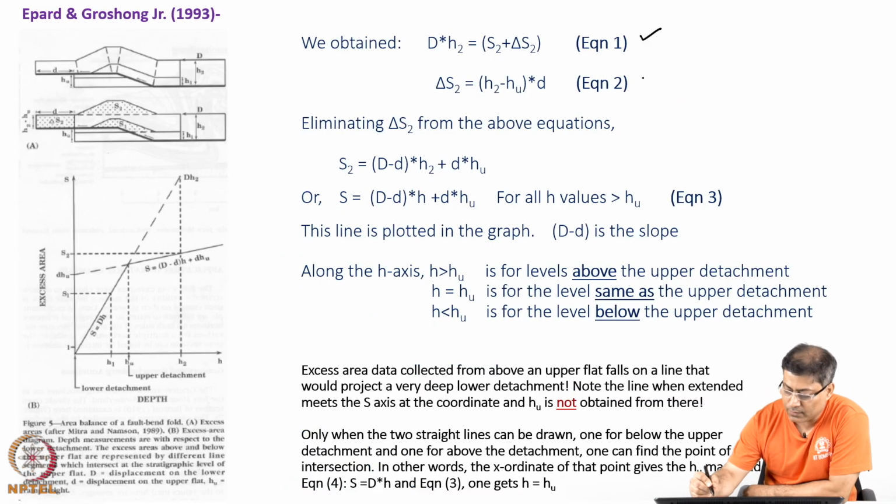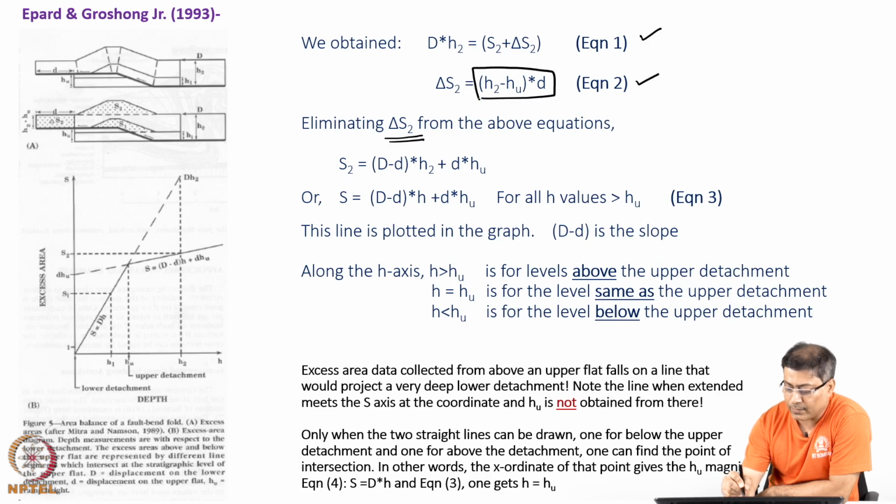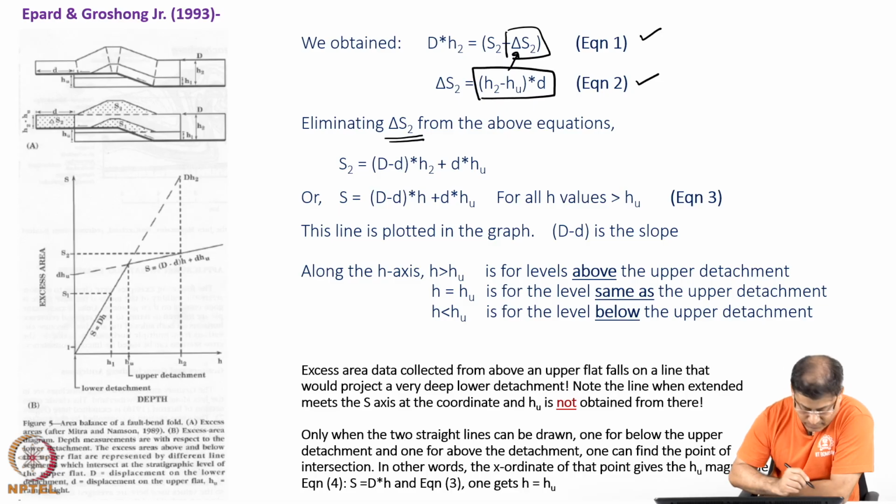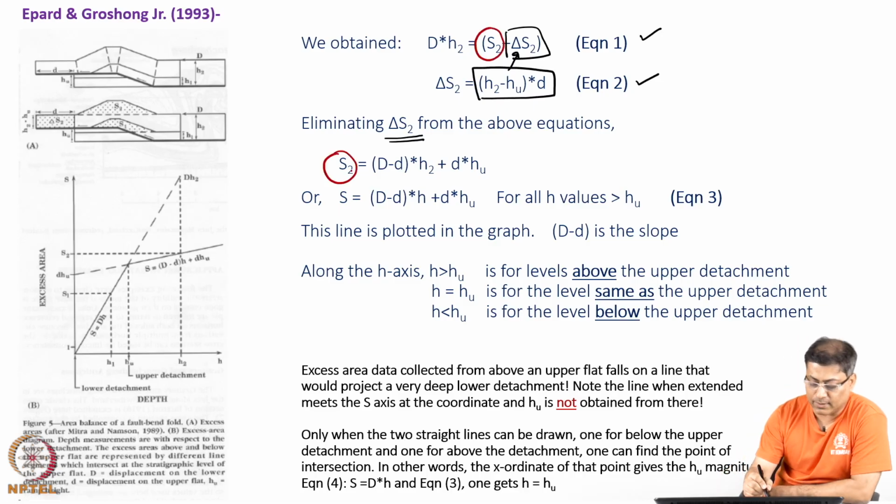So, these are two equations, call them equation 1 and 2. We can eliminate delta S2 from the above two equations. This means this expression will be put here. Once I do that, I can find the expression for capital S2.